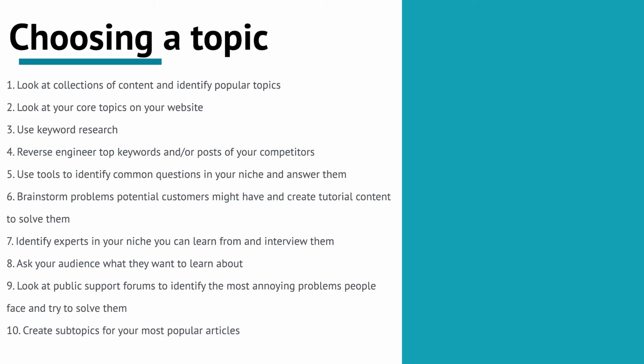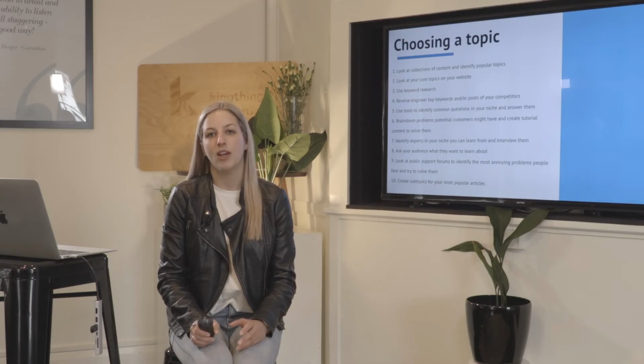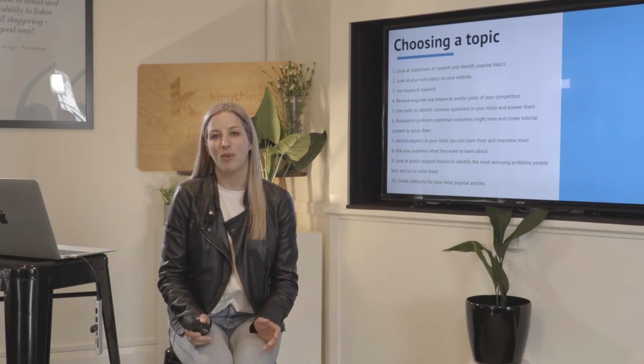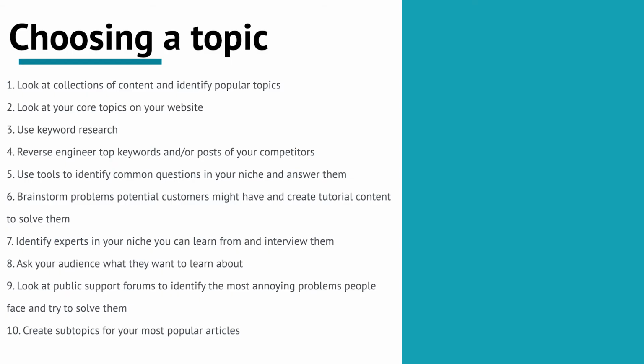Number 6, brainstorm problems potential customers might have and create tutorial content to solve them. So when we think about our customers, sometimes they have issues and we need to help solve them. So if we make a massive list of all the problems that our customers might have and how our product or our service solves that problem for them, we can then use that as a basis for our blog post topics. And I've got an example of how that works a little bit later on.